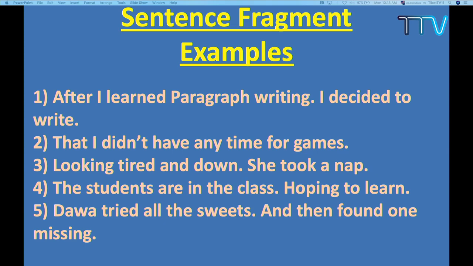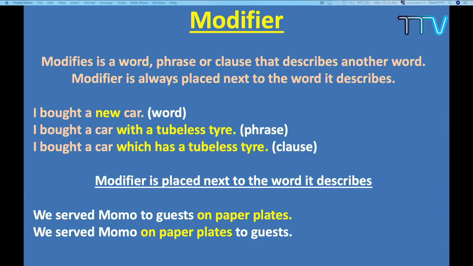They tried all the sweets and then found one missing. And then found. Where is the subject? We know that there should be subject, verb, object. So these types of sentences are called sentence fragments.